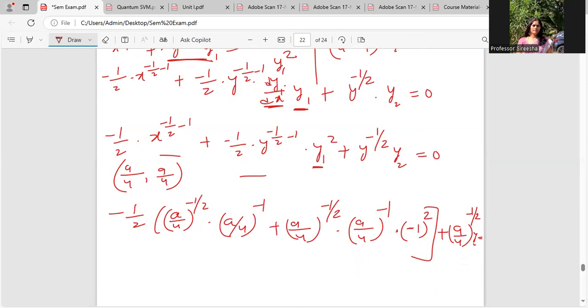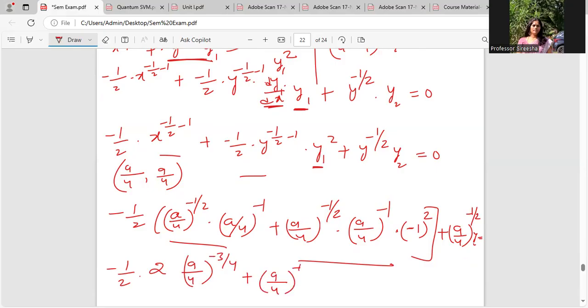Yes. Now, since I have two terms which are similar, I'll be adding them, minus 1 by 2. So, two same terms, so twice of it. Okay, (a by 4) whole power, twice of minus 1 by 2 minus 1 would be minus 3 by 2, guys. Plus (a by 4) whole power minus 1 by 2.